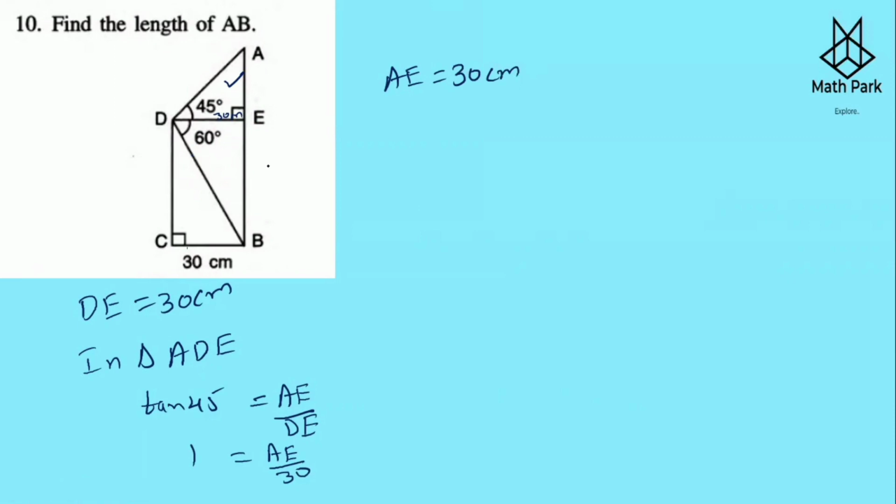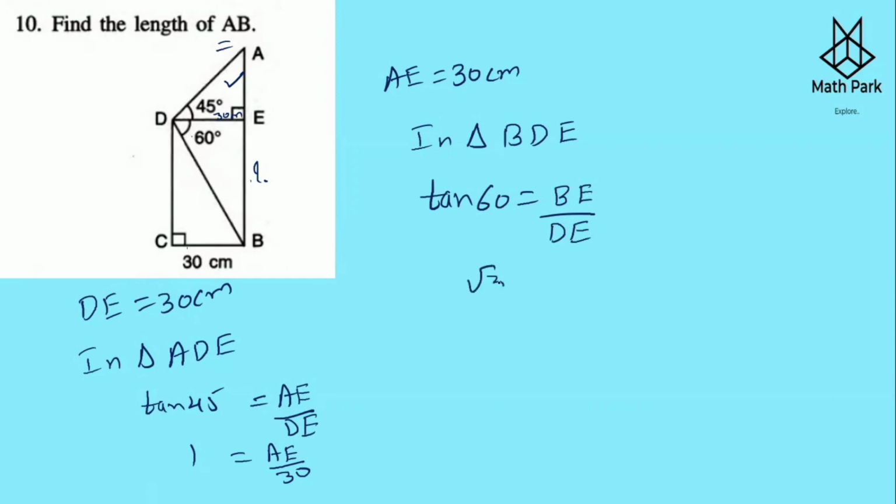Now we have to find BE because we are asked to find length of AB. So here now the 60-degree angle is given, and opposite and adjacent. So we will be using triangle BDE. We will again use tan 60 degree is equal to opposite, BE, upon adjacent, DE. Tan 60 is root 3, equal to BE upon DE, which is again 30. So you get BE is equal to 30 root 3.